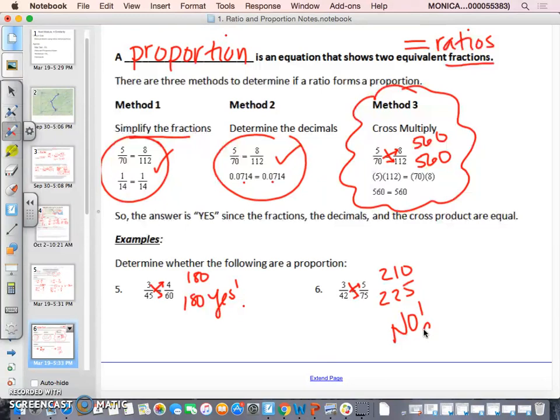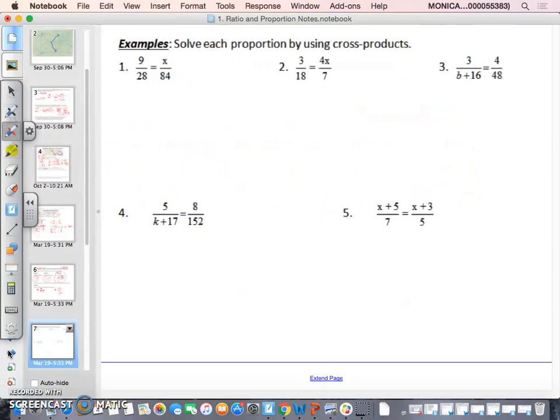All right, so that's the background. Hopefully that was a review. Go ahead and pause the video and try, well, no, let's go ahead and do these together. So here we're going to use cross products to solve these proportions. So we're going to assume that they're equivalent.